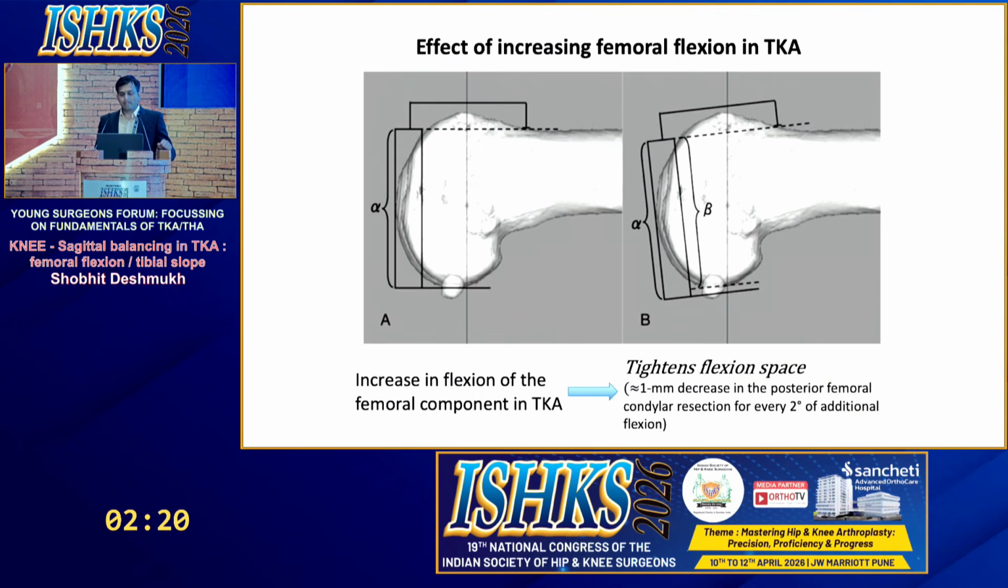So what is the effect of increasing femoral flexion in TKA? It tightens the flexion space, as we can see in the diagram. Every 2 degrees of additional femoral flexion causes a 1 millimeter decrease in the flexion gap, and this ultimately causes an increase in tightness, decreasing the flexion space and tightening the gaps.